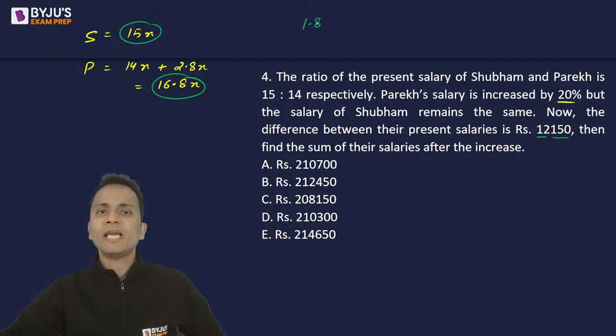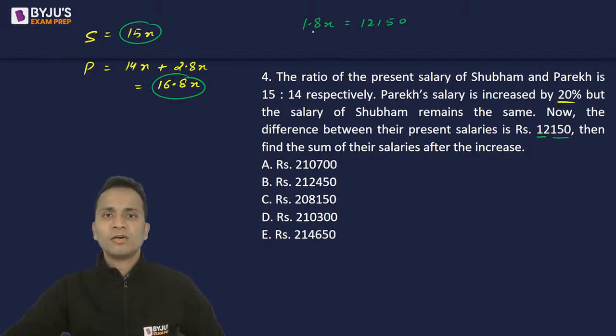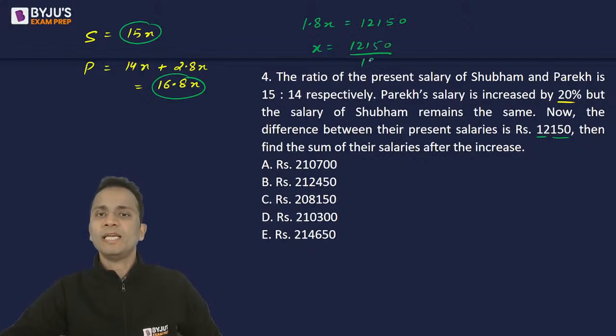So 1.8x is given as 12150. Okay, so 12150 is given as 1.8x, right? So I can find the value of x. The value of x is 12150 upon 18 and multiplied by 10.